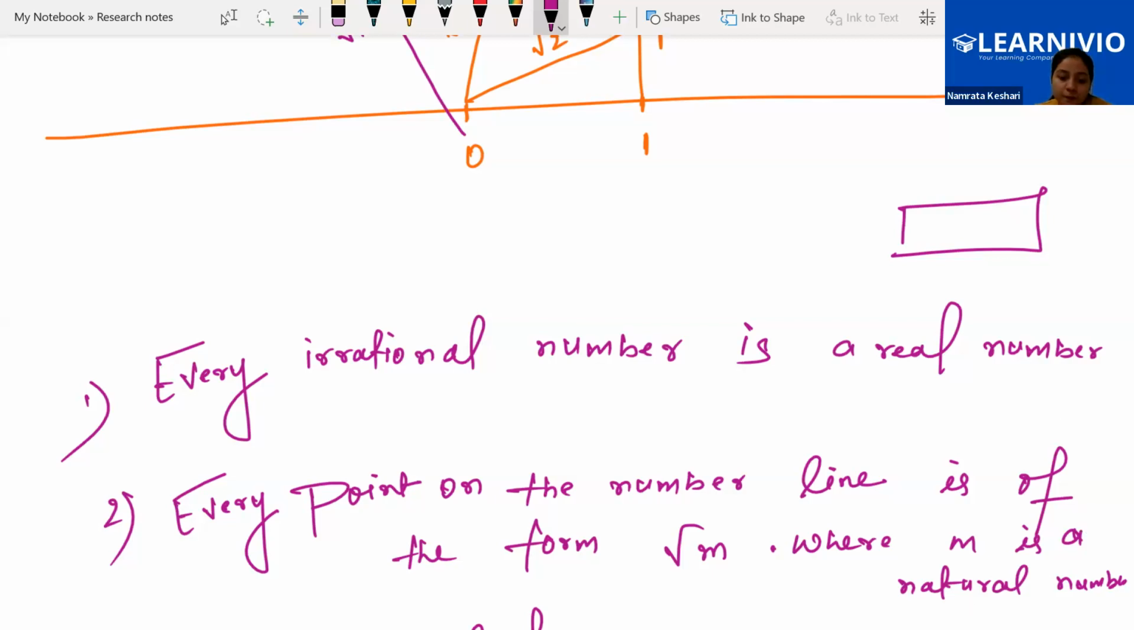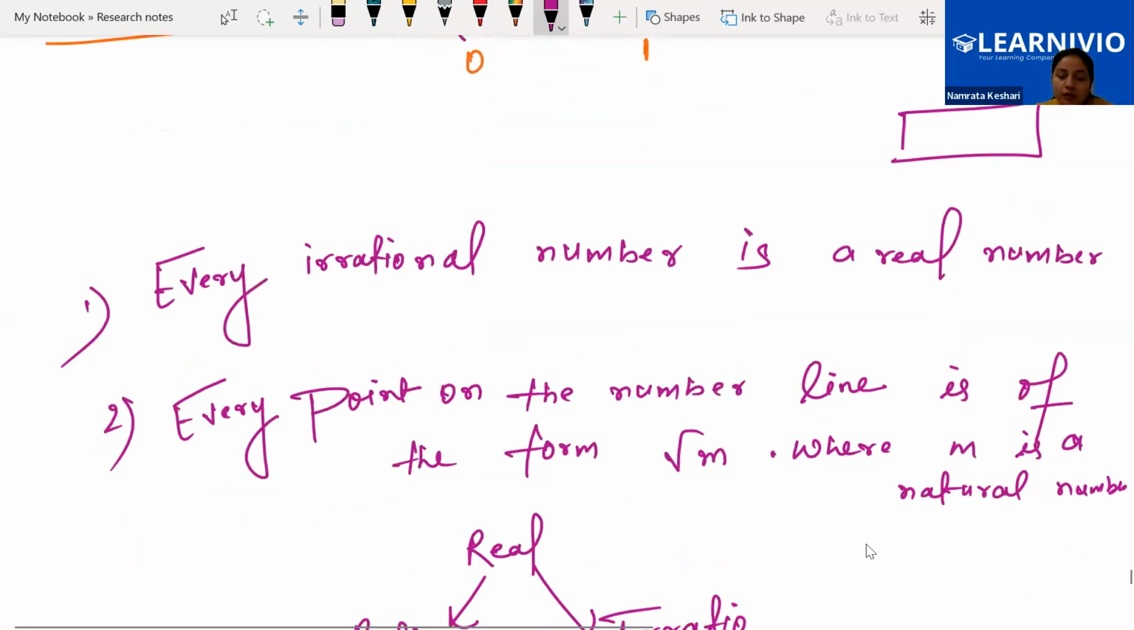Every point. Ma'am, false. It is false. Yes, Shad, is it false? What is the example? Any number such that every point on the number line is of the form root m, where m is a natural number. Is it so?